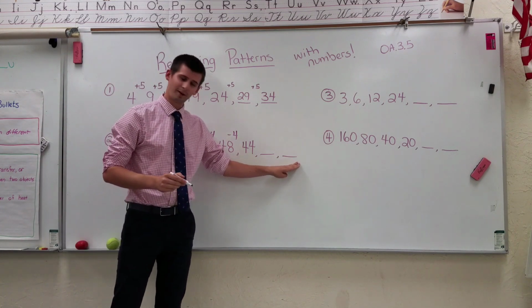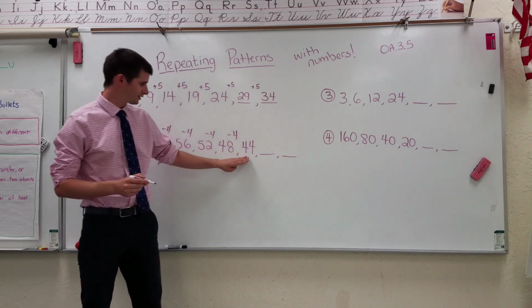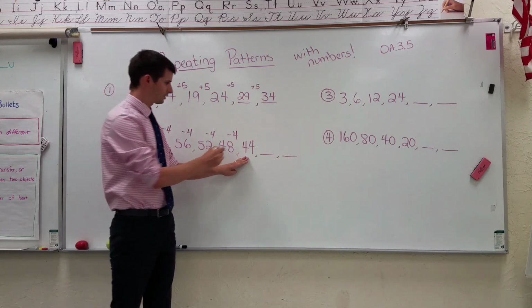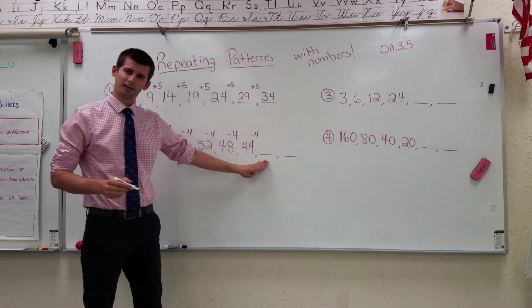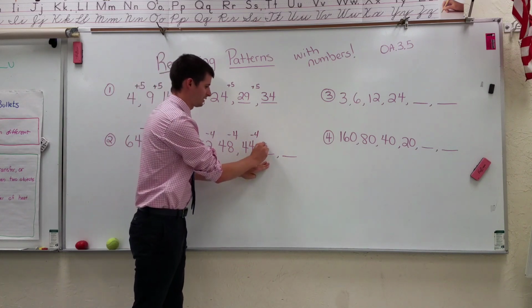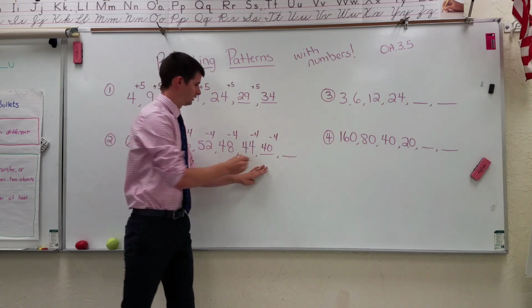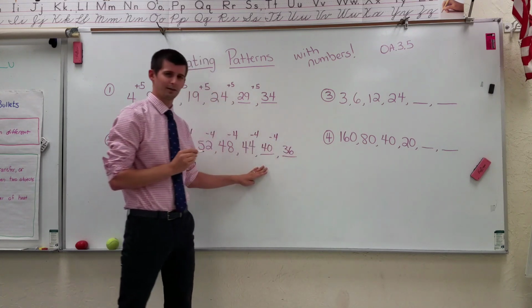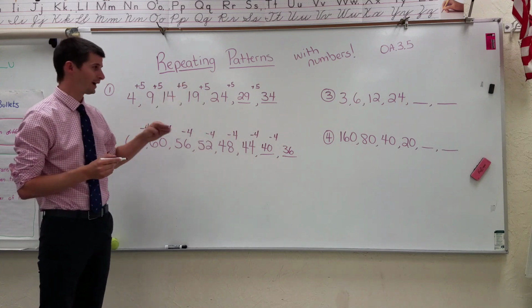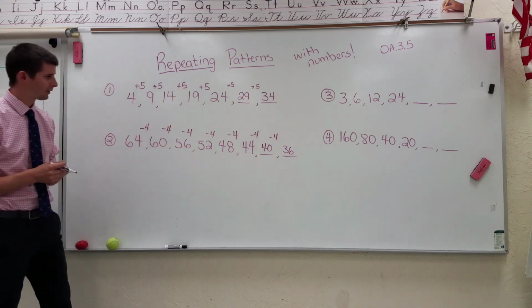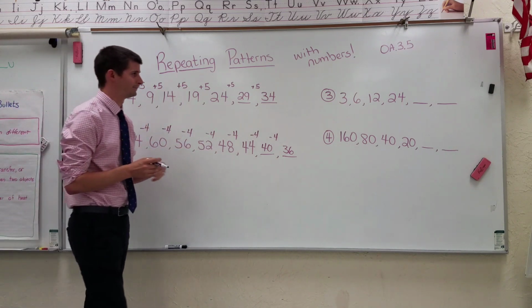So now when I get to my unknown ones, I just need to take the last one that I know, subtract 4, and I get the next number in the pattern. So in this case, that would be 40. Next number, I'm going to subtract 4, and then I get 36. So for repeating patterns, we can use addition. We can also show it with subtraction.